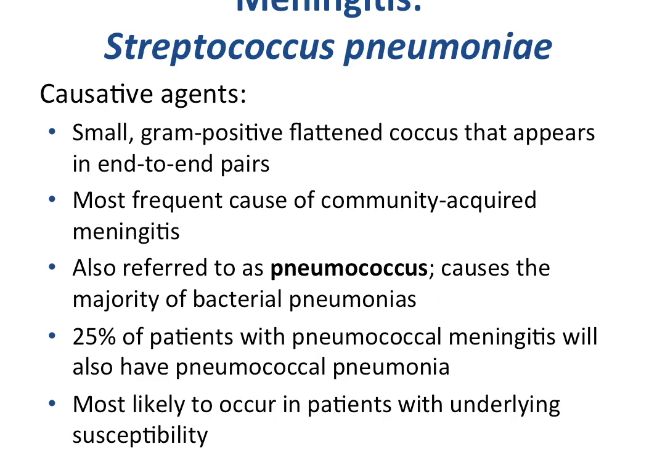Then let's talk about Streptococcus pneumoniae. So this microbe can also cause meningitis. This microbe also invades people through the respiratory tract. Okay, so this is a gram-positive flattened coccus, attached one by one, end to end. So this causes community-acquired meningitis.